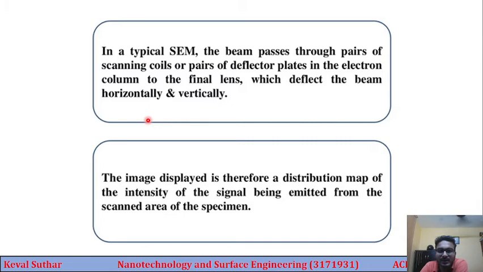So in a typical SEM, the beam passes through the pairs of scanning coils or pairs of the deflector plates in the electron column to the final lenses, which deflects the beam horizontally as well as vertically. Therefore, the image displayed is a distribution map of intensity of the signal being emitted from the scanned area of the specimen.